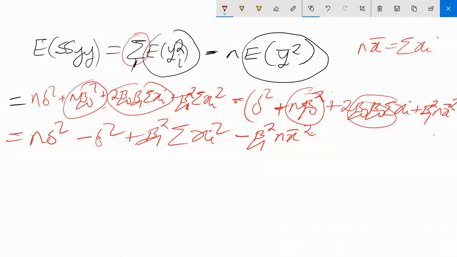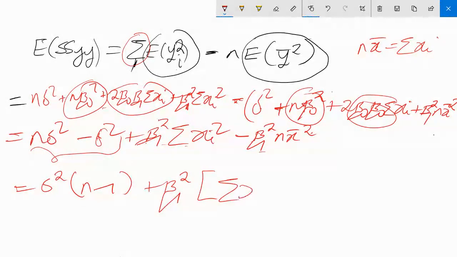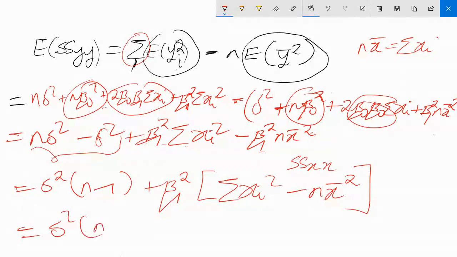I erased sigma squared here by mistake. So what I'm going to do now, I take sigma squared here because it's a common factor. I will be left with n minus 1. So here I factored out sigma squared. And if you look at this, beta 1 squared is also a common factor. So I take out beta 1 squared. I will be left with summation of xi squared minus n x bar squared. And if you look closely, this part is nothing but SSXX. So now I have sigma squared times n minus 1 plus beta 1 squared SSXX.